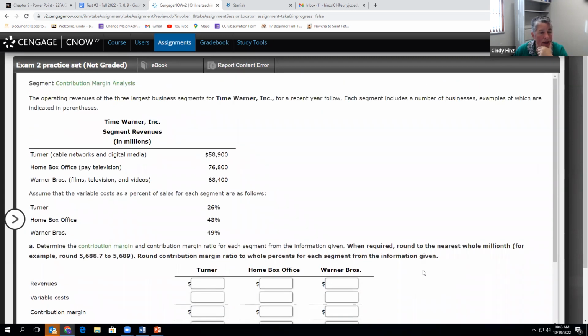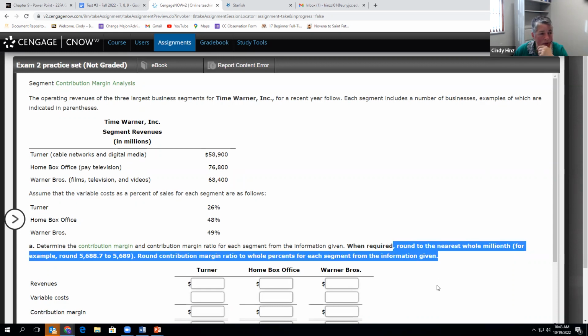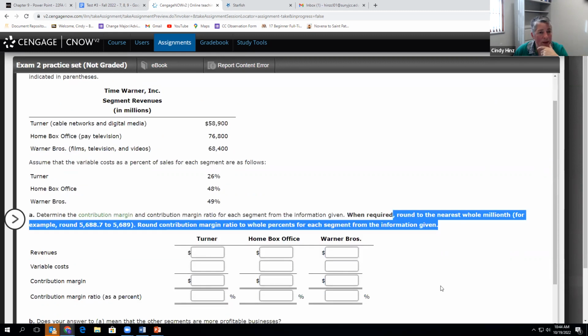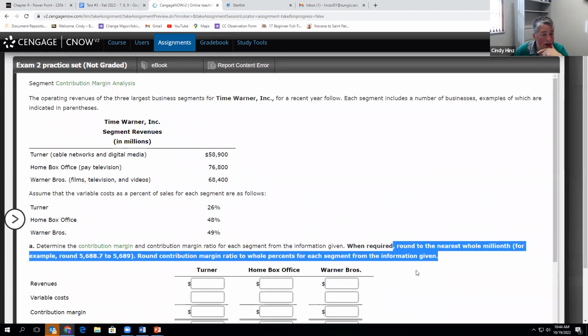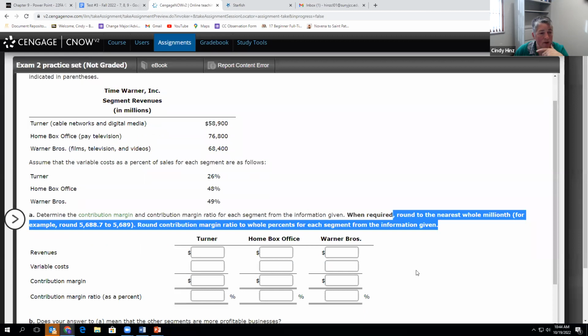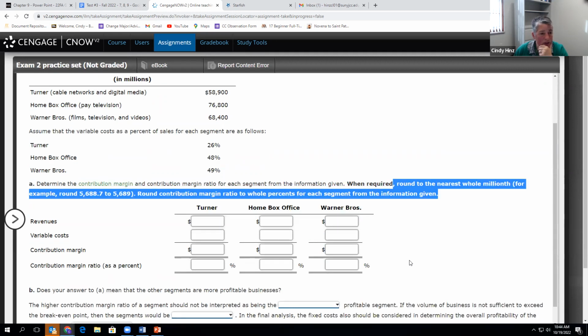So in this exercise, be careful how you round. Round to whole percents. That could make your answer be wrong if you don't round as directed here. And we're asked to determine the contribution margin and the contribution margin ratio for each segment, given the information we have here. So that should be relatively straightforward.